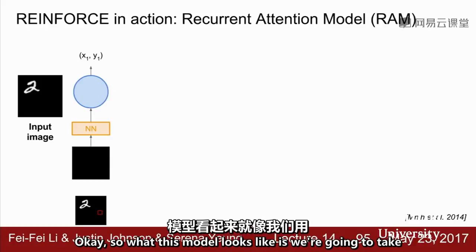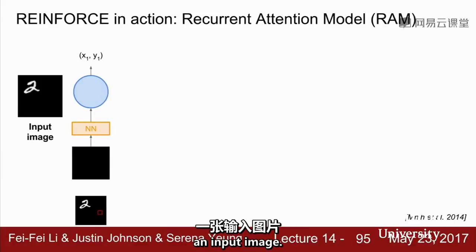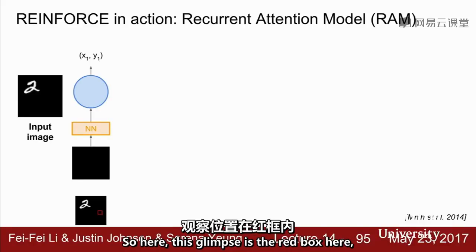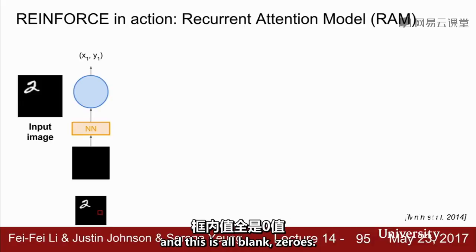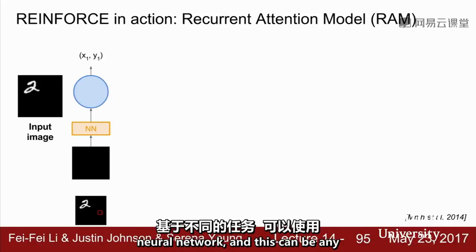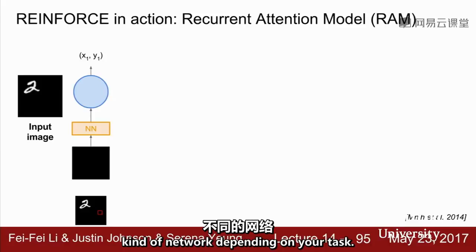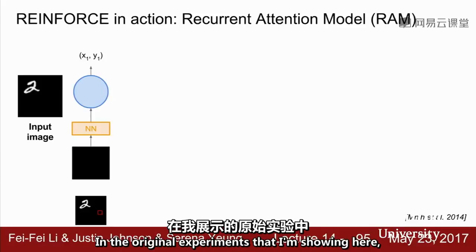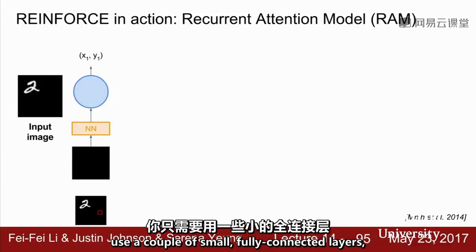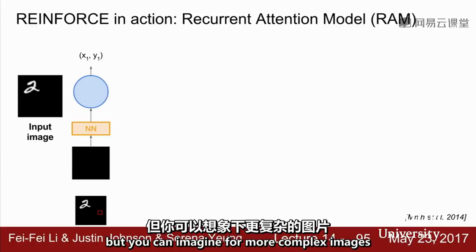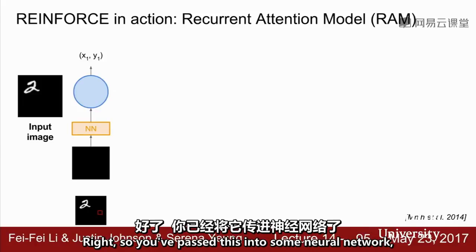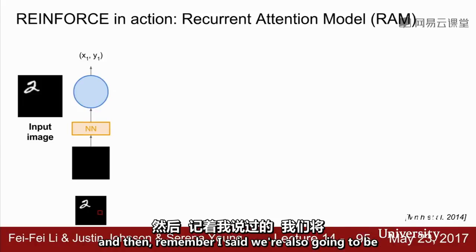Okay, so what this model looks like is we're going to take an input image, and then we're going to take a glimpse at this image. So here, this glimpse is the red box, and this is all blank, zeros. And so we'll pass what we see so far into some neural network, and this can be any kind of network depending on your task. In the original experiments that I'm showing here on MNIST, this is very simple, so you can just use a couple of small fully connected layers, but you can imagine for more complex images and other tasks, you may want to use fancier ConvNets.